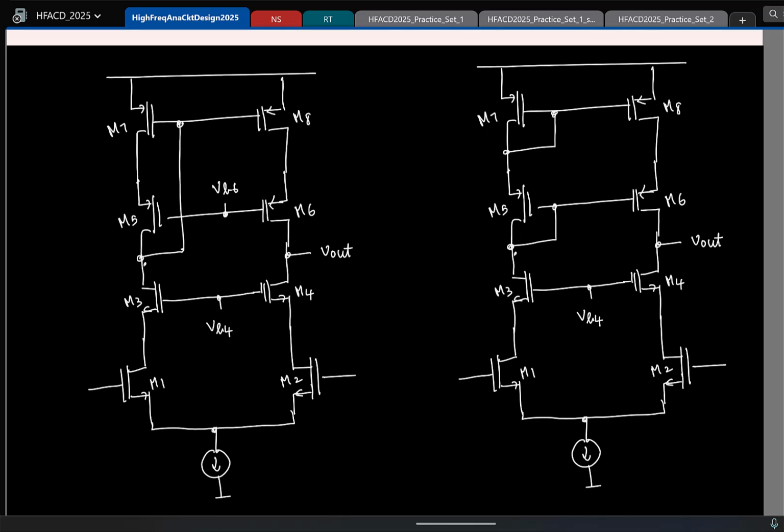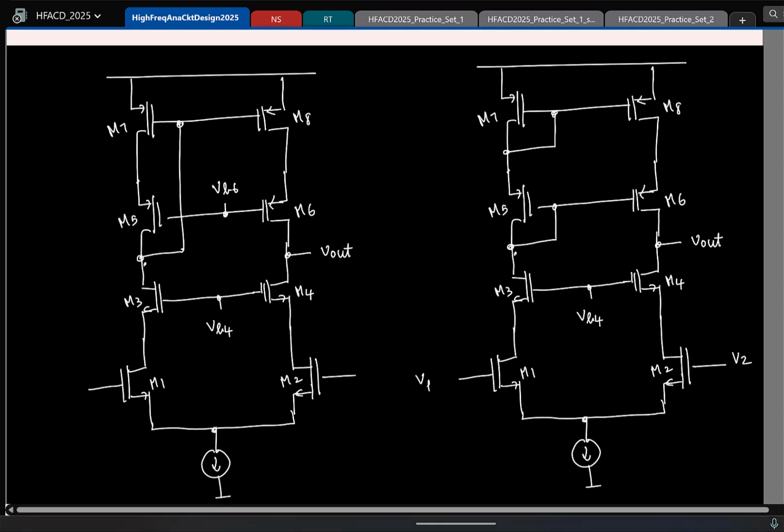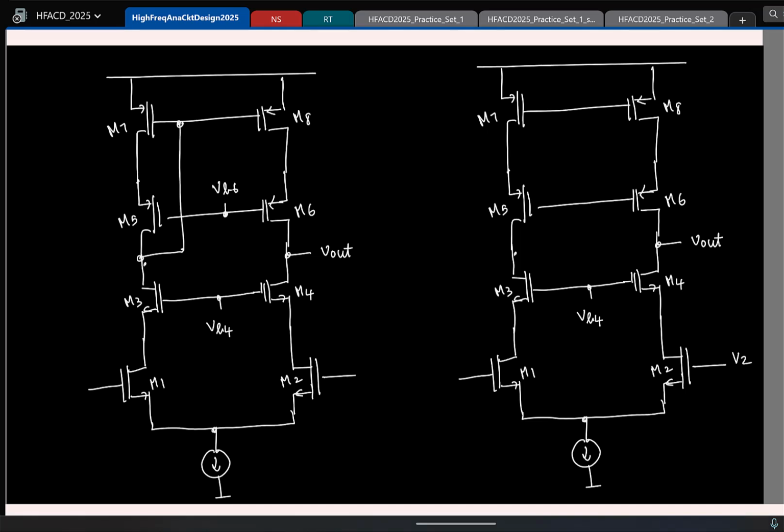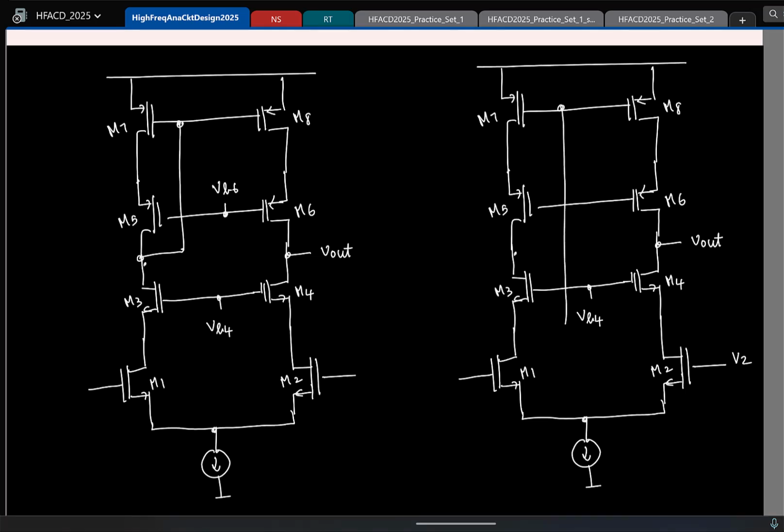Why do we connect it to M1? This one. But remember, this is where you're supposed to feed the input, right? V1, V2. You wanted to connect it to which one? Gate of M7 to? Okay, this way. This is also fine. You can think and see.